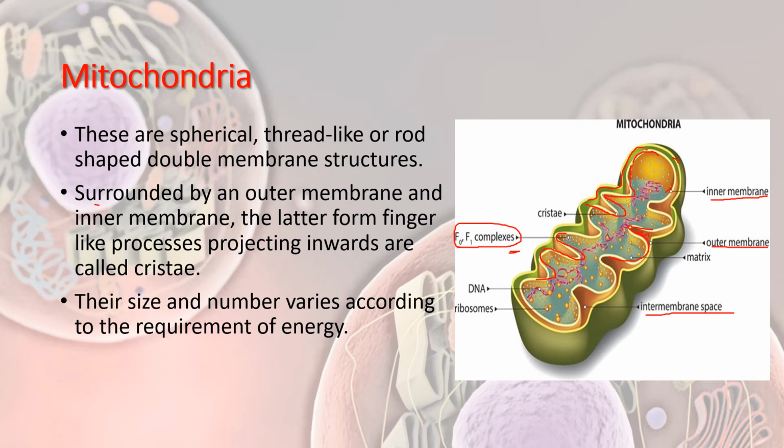So, let me read this out. It is surrounded by an outer membrane and inner membrane. The inner membrane forms finger-like processes known as cristae. Their size and number vary according to the requirement of energy. If the cell requires more energy, then the number of mitochondria increases in that cell, and if that particular organ requires less energy, then the number of mitochondria greatly reduces.